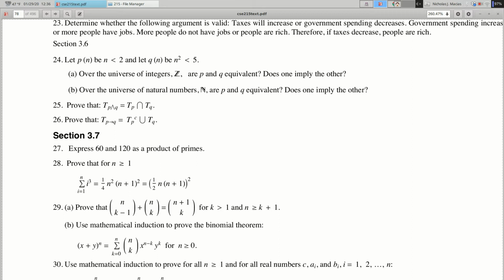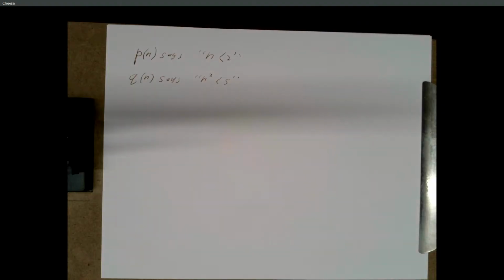Everybody turn in their homework? Over by the sink.